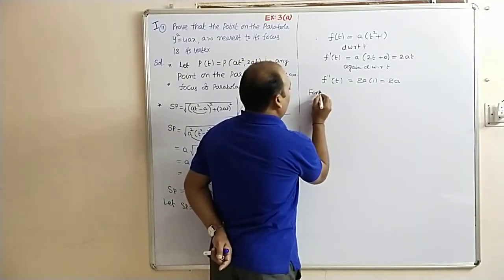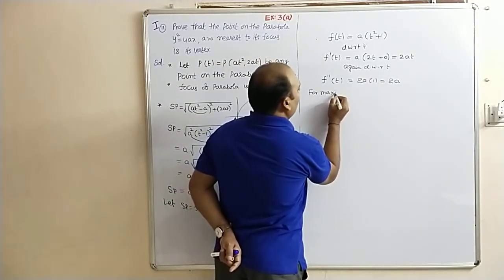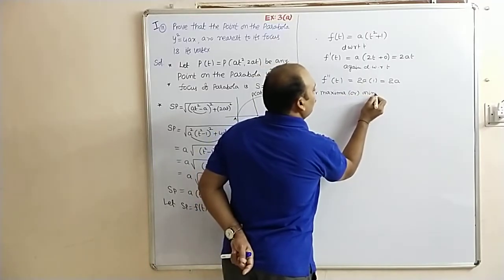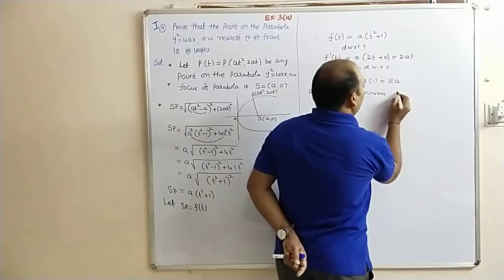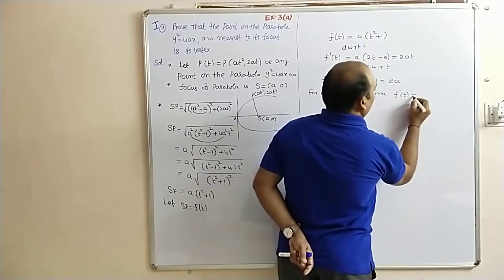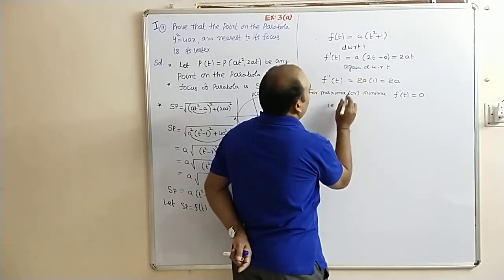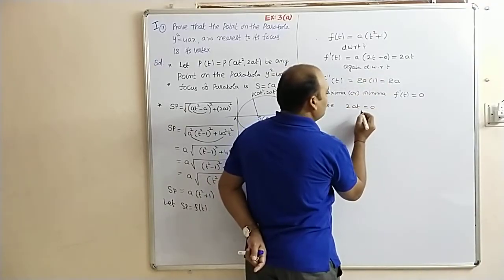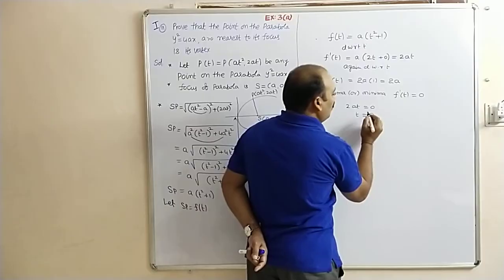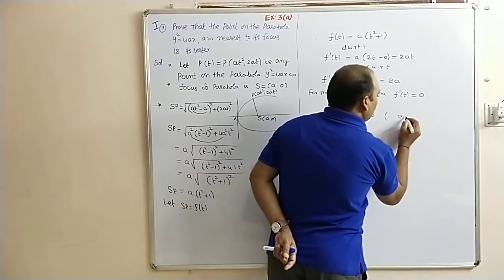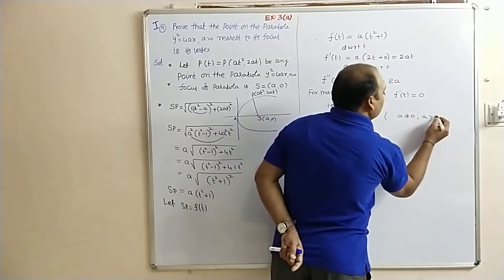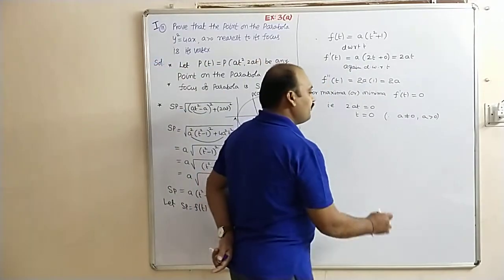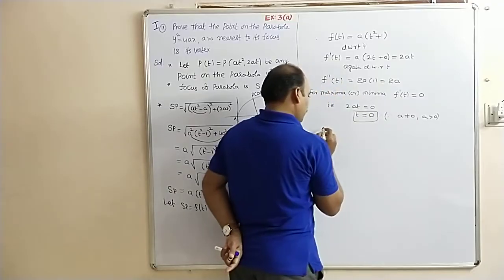For maxima or minima, f dash of t equal to 0. So what is f dash of t here? 2at is equal to 0. So that implies that t equal to 0, since a should not be equal to 0 and a is greater than 0, the distance between focus and vertex. So t is equal to 0.